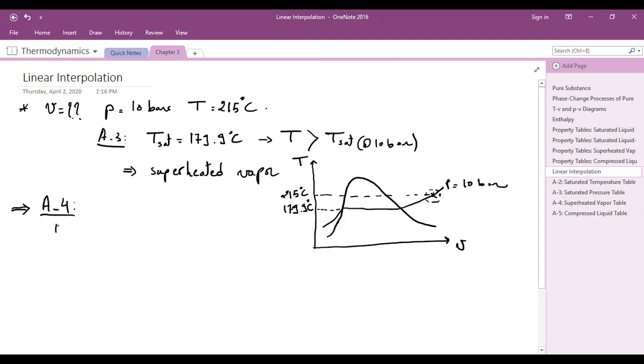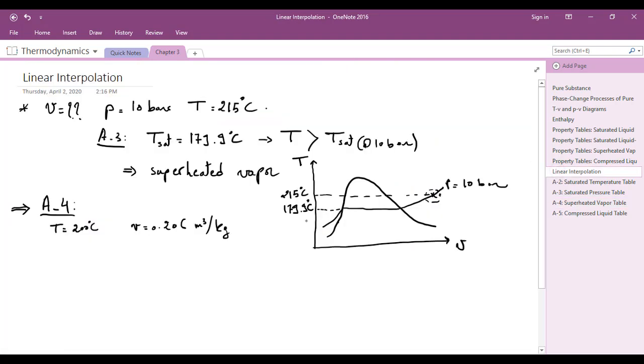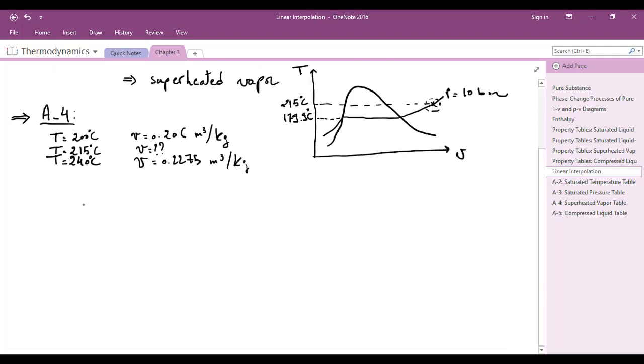At a temperature of 200 we have a specific volume of 0.206 meter cube per kilogram, and at a temperature of 240 degrees Celsius we have a specific volume of 0.2275 meter cube per kilogram. What we need to know is the specific volume at a temperature of 215 degrees Celsius. So what we do in this case is a linear interpolation.